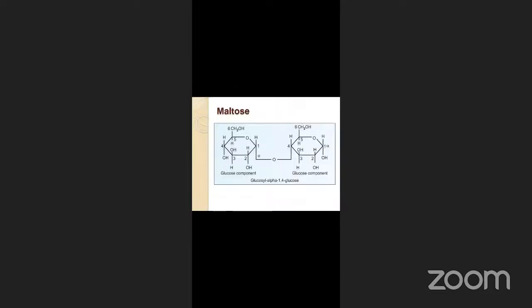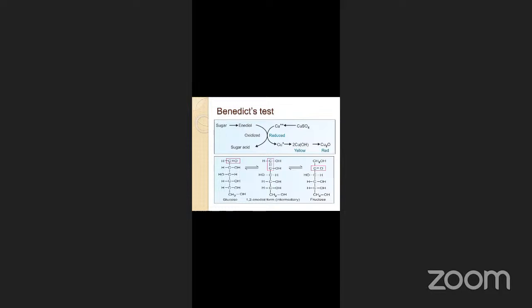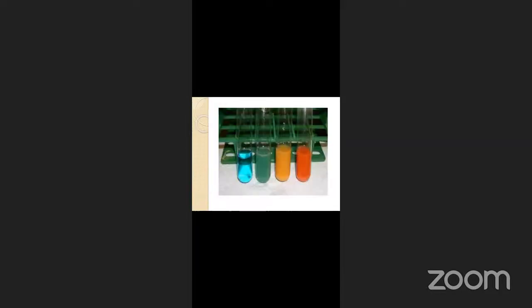Then next is maltose. Maltose has two glucose components, which have a 1,4 linkage. Then isomaltose. Here a 1,6 linkage is there. That is the difference. So I'm just skipping all these reactions. No need of this.